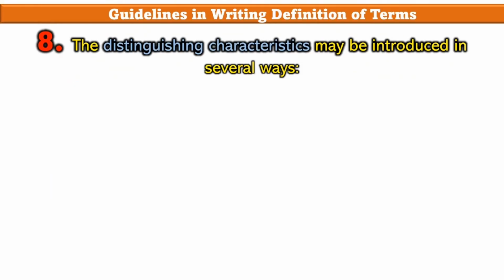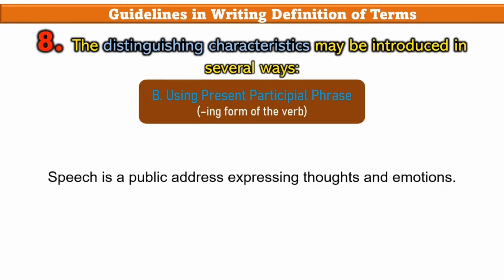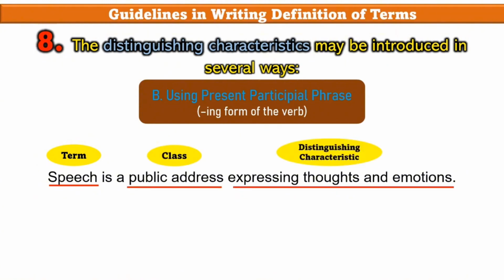Another way of introducing the distinguishing characteristic is by using present participial phrase. For example, speech is a public address expressing thoughts and emotions. Speech is the term defined. Public address is the class. And expressing thoughts and emotions is the distinguishing characteristics na inintroduce ng isang present participle, which is expressing. In the simplest explanation, ang present participle ay verb na may ing sa dulo.